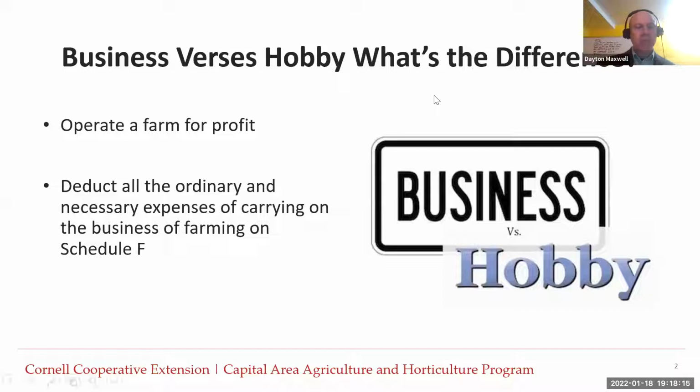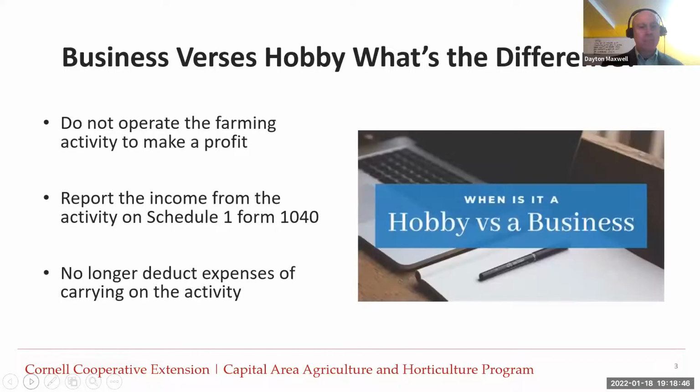So in order to be considered a business and not a hobby, you're operating for profit, meaning your intention is to make a profit. If you are a business, the nice thing about that is you're able to deduct your operating costs of operation on the Schedule F. And it looked like some of you on the survey are already filling out a Schedule F. So good job. Kudos to the Schedule F people.